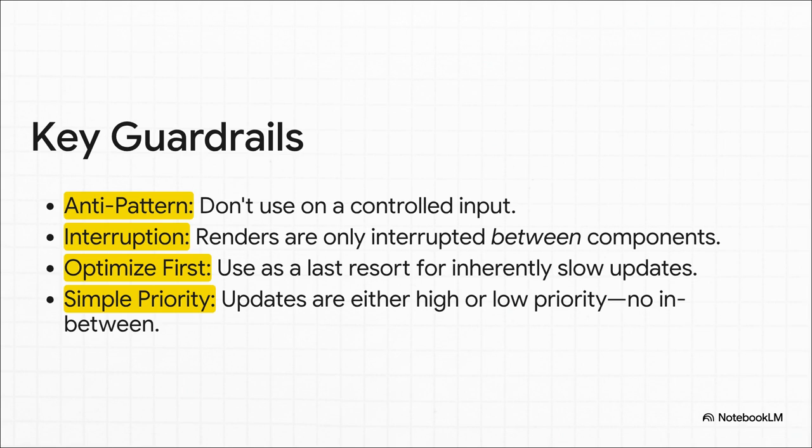And probably the most important point, these hooks are a last resort. Always try to optimize your code first. Use these for things that are just unavoidably slow. And finally, keep in mind that there are only two tiers, urgent or not urgent. There are no levels in between.